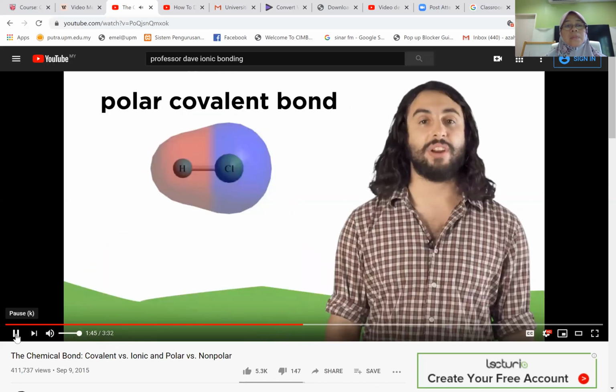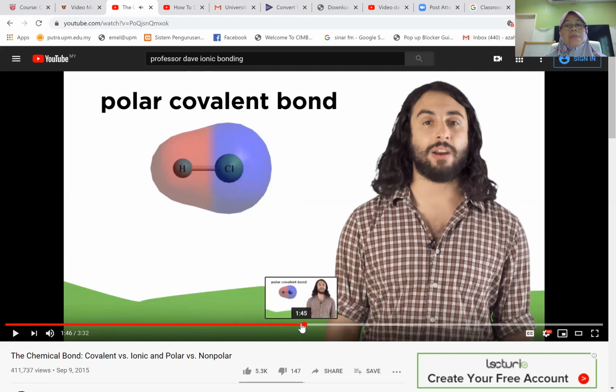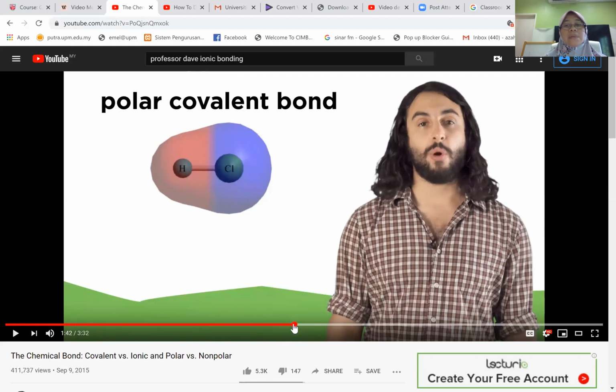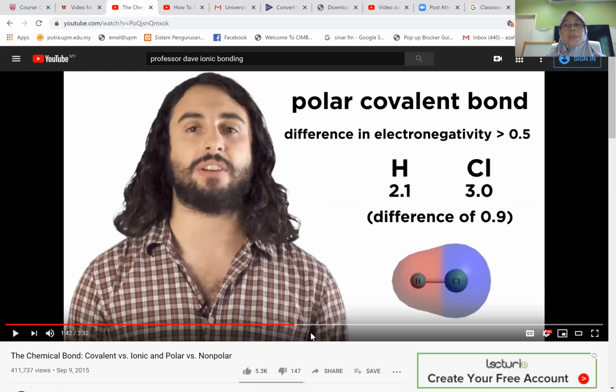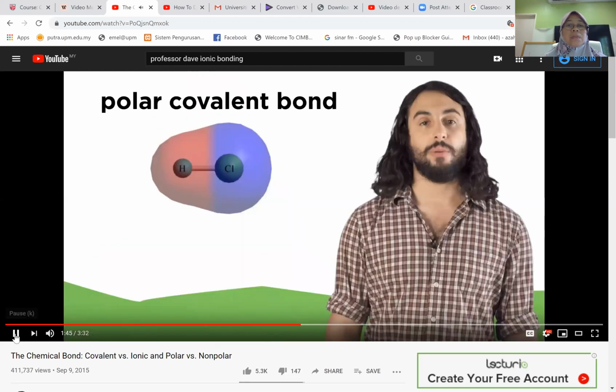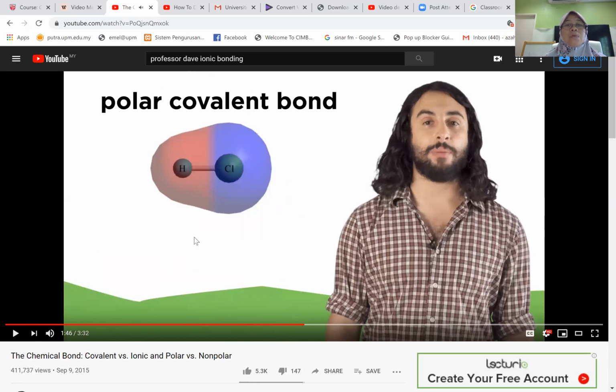The more electronegative atom. So you can see if the difference of electronegativity, for example, is more than 0.5, so in this case hydrogen and chlorine, it is not enough for the electron to be transferred to chlorine. However, you can see the attraction of the electrons to chlorine is much higher. So in this case, a polar covalent bond is formed. So obviously this compound is polar.